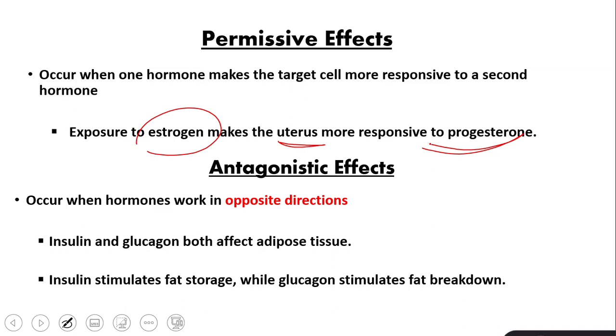The third way of interaction is antagonistic. So here, one hormone works in an opposite direction to the other. For example, insulin and glucagon are antagonistic. Insulin decreases the blood sugar and glucagon increases the blood sugar. On the adipose or fatty tissue, insulin stimulates storage of fat and glucagon does the opposite action.